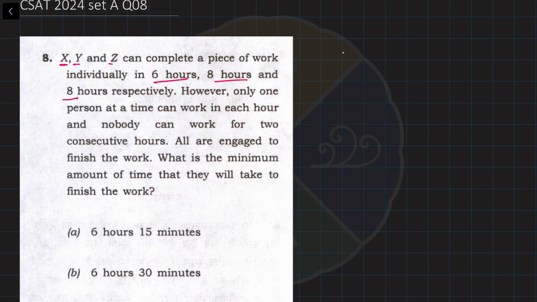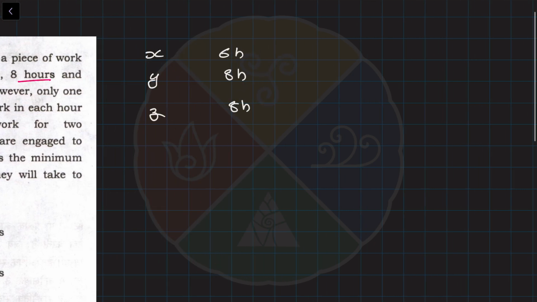That basically means that, let's note it down. X needs 6 hours to complete the work. Y needs 8 hours to complete the work. Z needs 8 hours to complete the work. Now, just by looking at this, try to tell me who is more efficient. In fact, if you want to hire someone for completing the same exact work, let's assume the quality is exactly the same, then whom will you hire?